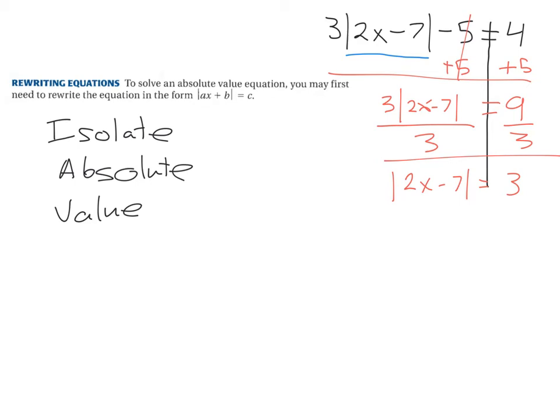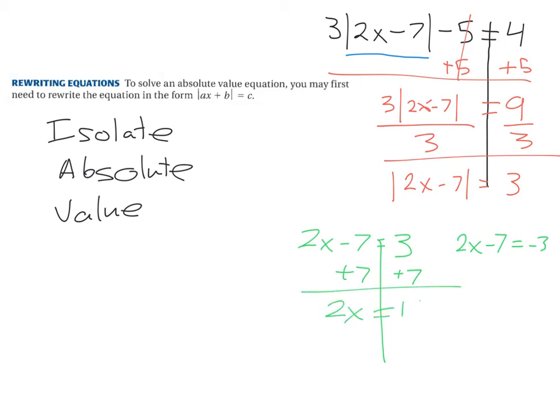And now that I have the absolute value isolated, I can write this as two separate equations. I have 2x minus 7 equals 3. 2x minus 7 equals negative 3. And now I solve. I add 7 to both sides. 2x equals 10. Divide by 2. X equals 5.